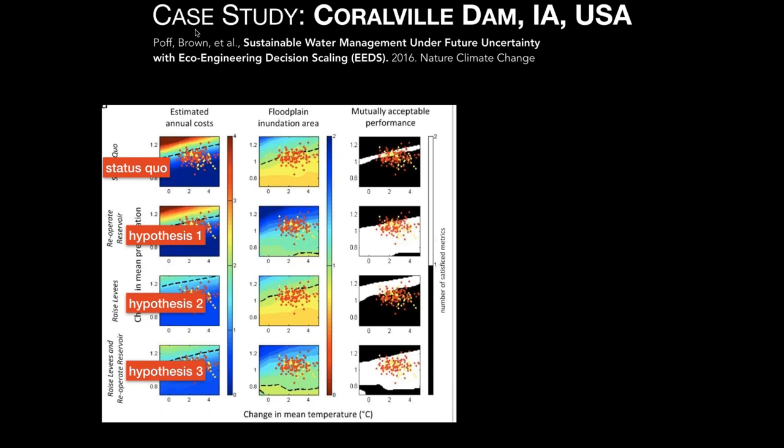There's a status quo set of solutions. That's the two columns. Each row represents a different approach: status quo, existing management, and then three different hypotheses, different types of interventions. The first one is really an operational one. The second one is changing the infrastructure. And the third one is combining those two approaches. The first column is thinking about the infrastructure operating limits. And the second column is about the ecological operating limits and their performance indicators.